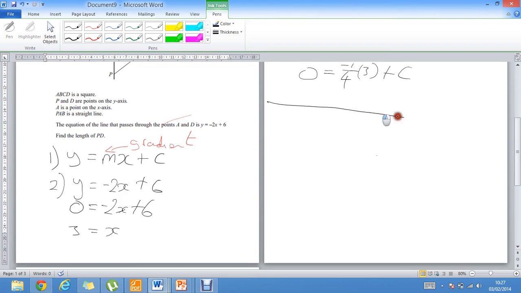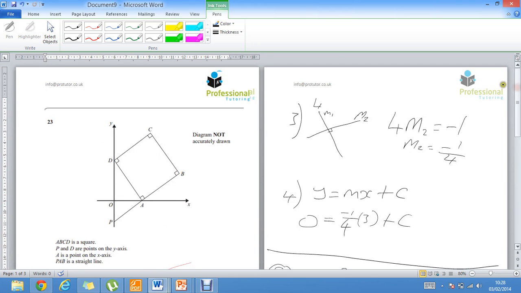So in order to answer this question, my first point is y equals mx plus c. Remember it's a 4-mark question, so my equation is y equals minus 2x plus 6. So straight away my intercept at y is 6. So my point D over here will be 6, without even thinking about it.